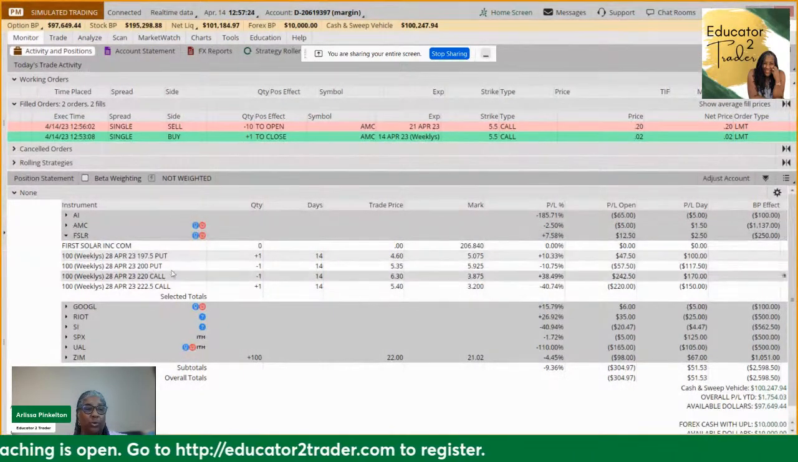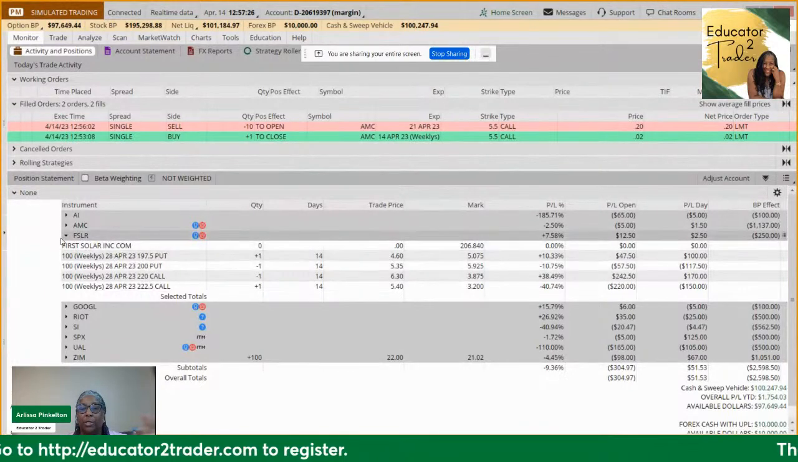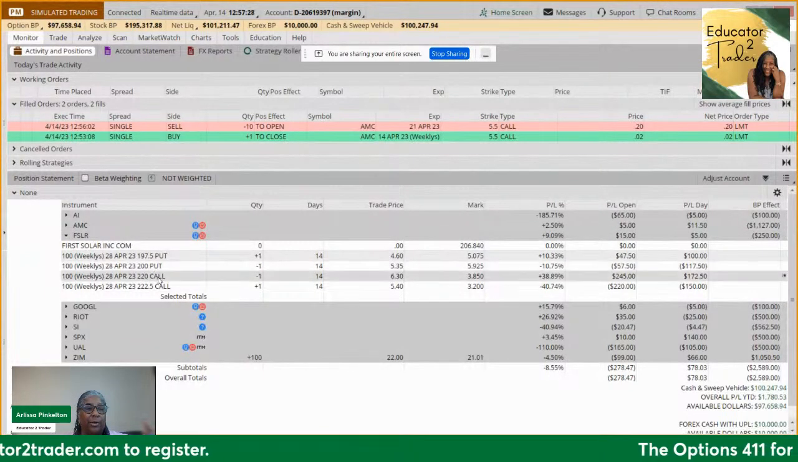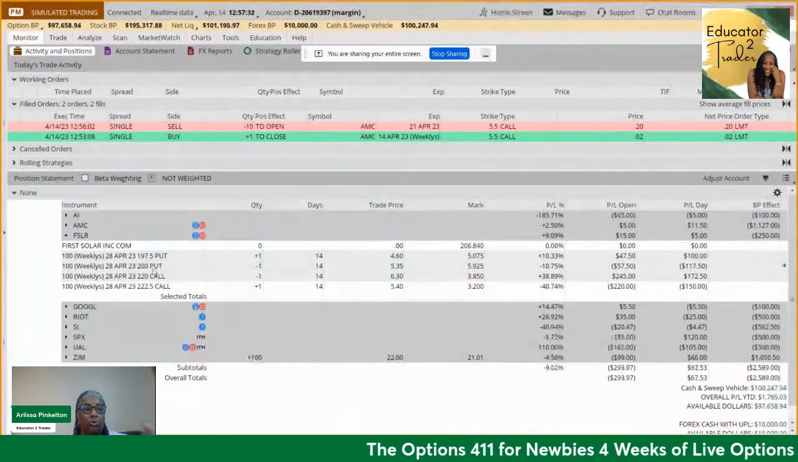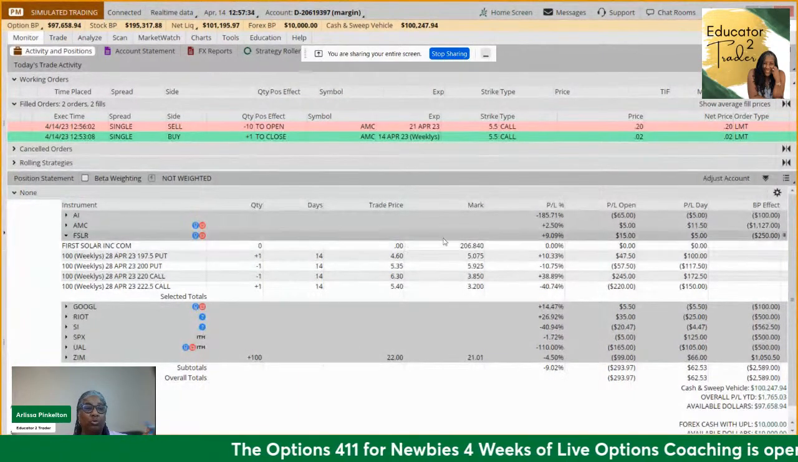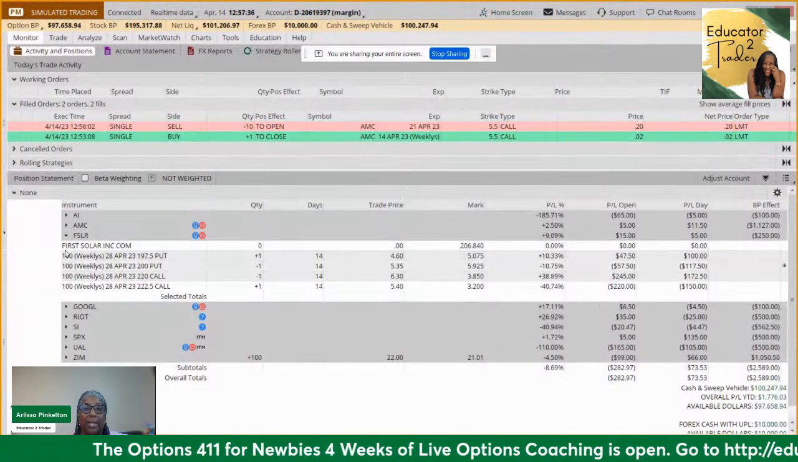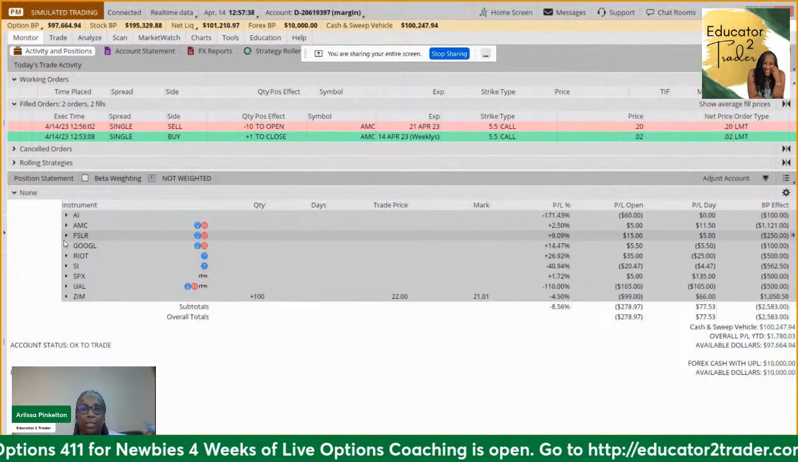So First Solar is still doing good. No problems there. Price is between these two sell strikes. Price needs to close between 200 and 220. Price is right now at 206. All right, it needs to close between those two.